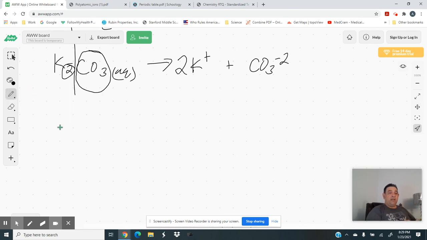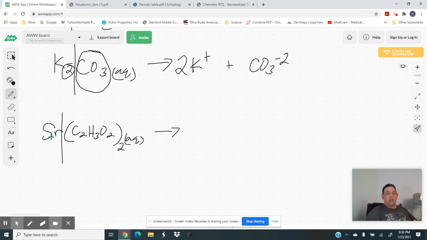Sometimes you will see one that looks like this. Okay, this is strontium acetate. And you'll notice that this one has a 2 there. This one has parentheses around it. The reason this one has parentheses around it is because this is a polyatomic ion, and we need 2 of them. So once again, if you look at this one, you're breaking it up into 2 individual ions.